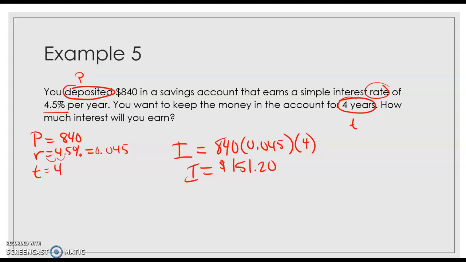And that's it for simple interest. Next video, we're going to talk about percent change and percent error.